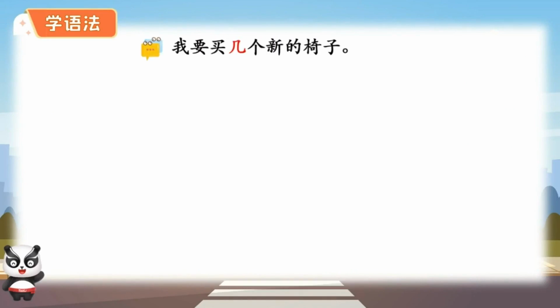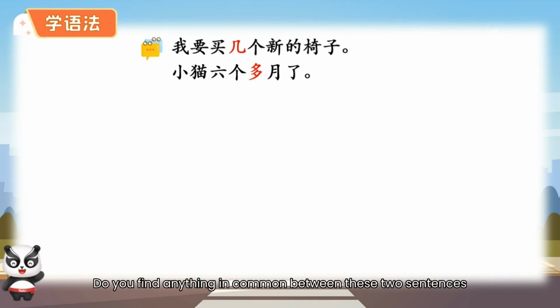Alright, let's move on to the next language point. Let's look at the first sentence. 我要买几个新的椅子。We've just learned this sentence. I want to buy some new chairs. And the second one. 小猫6个多月了。The cat is over 6 months old.